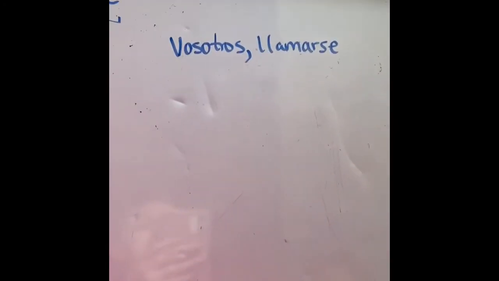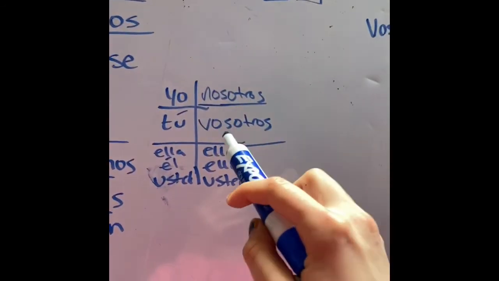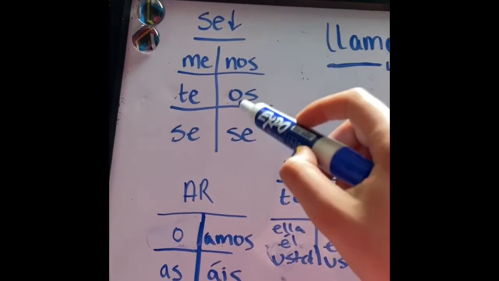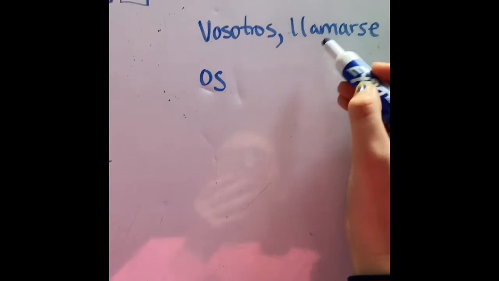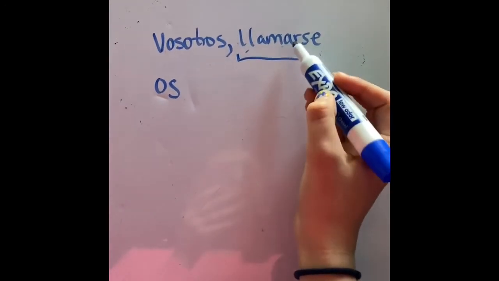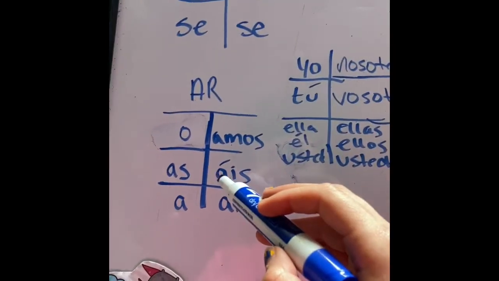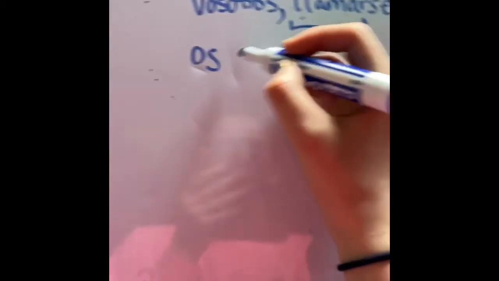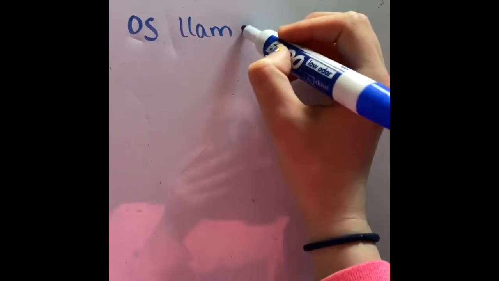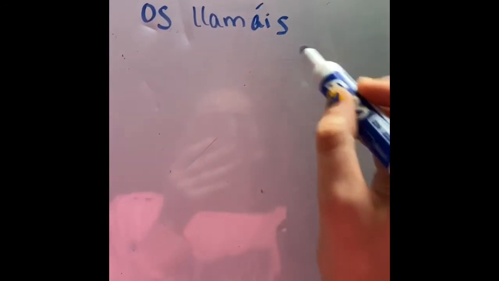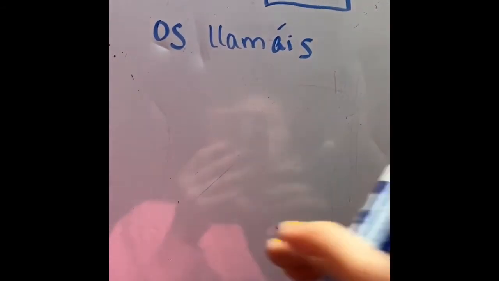So let's say you're doing llamarse with vosotros. Start with the se, you match it up, vosotros. So that's going to change to os. Se comes out in the form of os. You're left with the llamar, and it's an AR ending, so you go to the chart, vosotros, and that changes to áis. So you keep the first part of the word, and then you change the last 2 letters to áis. It's kind of a funny spelling, but os llamáis is how you say you all call yourselves.